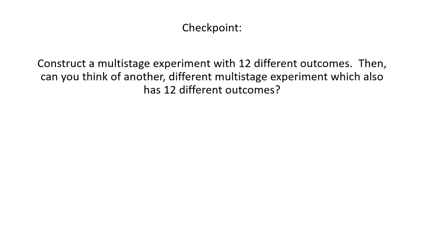So I want you to think about ways you could get 12 different outcomes. And then once you've come up with one, challenge yourself to see if you can think of another one that's different, a second way to do it. So, get as much detail as you want into it, but see if you can think of a way that you can conduct a multi-stage experiment that has 12 different outcomes.